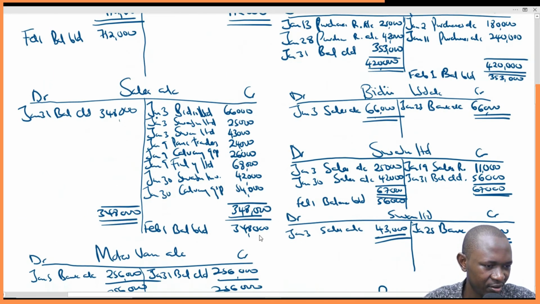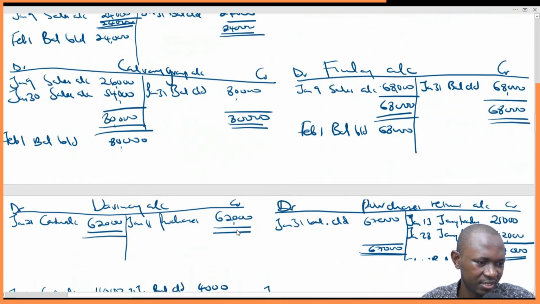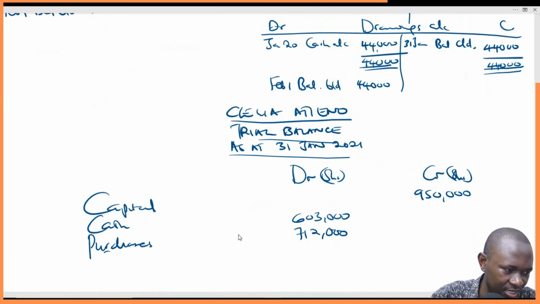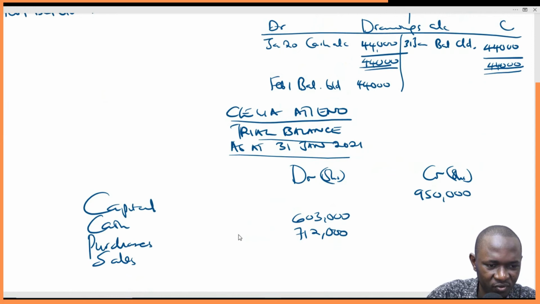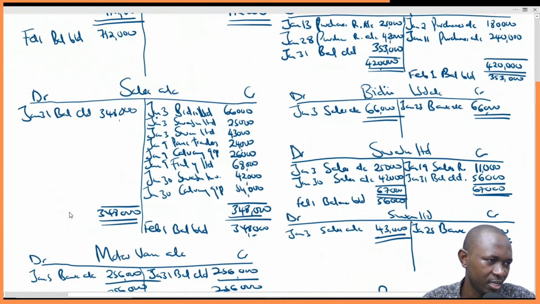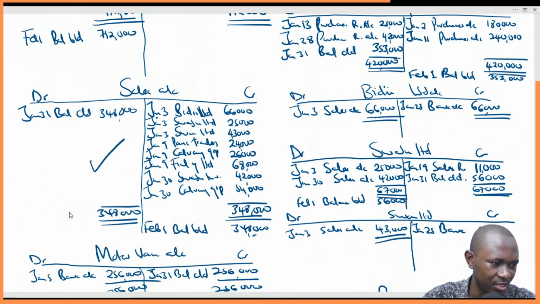Sales 348,000 on the credit side. This is the figure I'm talking about. So sales 348,000 on the credit side. Then we go back. So we are done with the sales account.